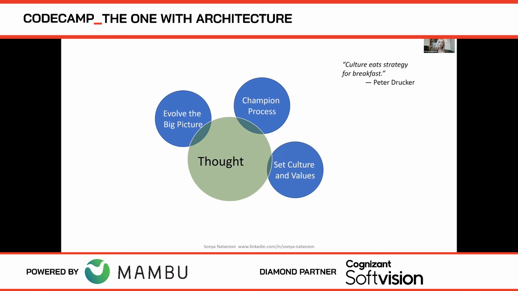Last, set culture and values. Management consultant Peter Drucker once said that culture eats strategy for breakfast. Does that mean that all the strategy stuff I just talked about is not important? Not at all. But what it does speak to is the power of culture and how critical it is to the success of organizations and projects.